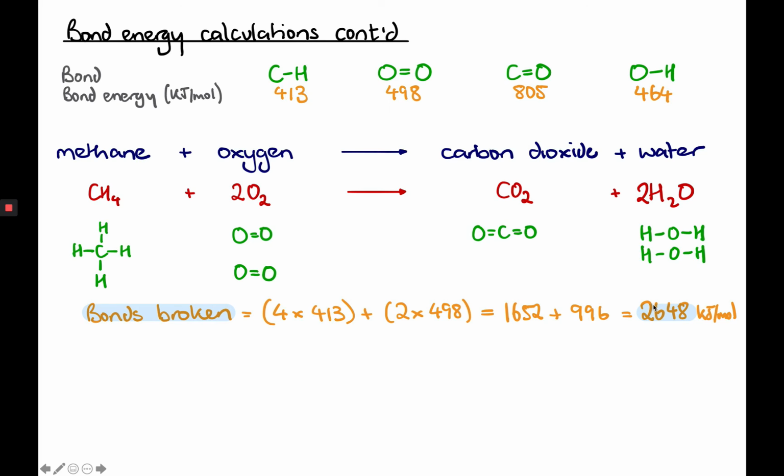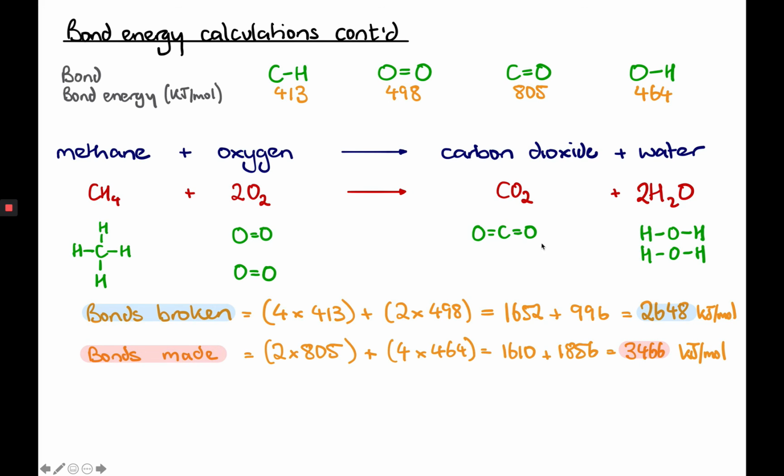Okay, sorry. If we think about bonds being made, and this is why it's useful to draw it, even though it's one molecule, we have 2 carbon-oxygen double bonds. So 2 times 805. And the water, easy one to get caught out on, each water has 2 oxygen-hydrogen bonds, so we have 4 oxygen-hydrogen bonds. So we get our value for the bonds being made, and then we do our overall energy change.